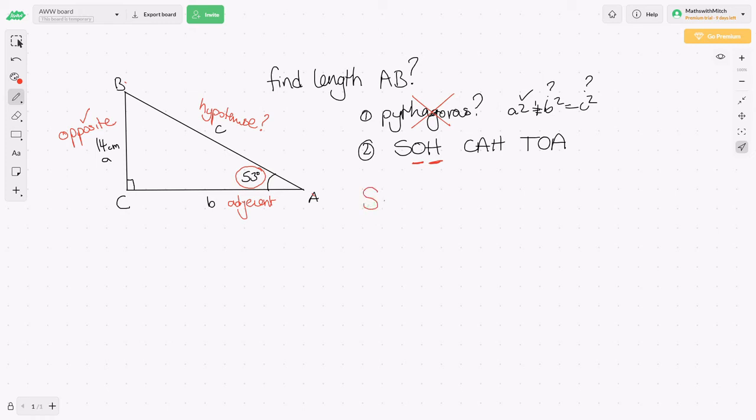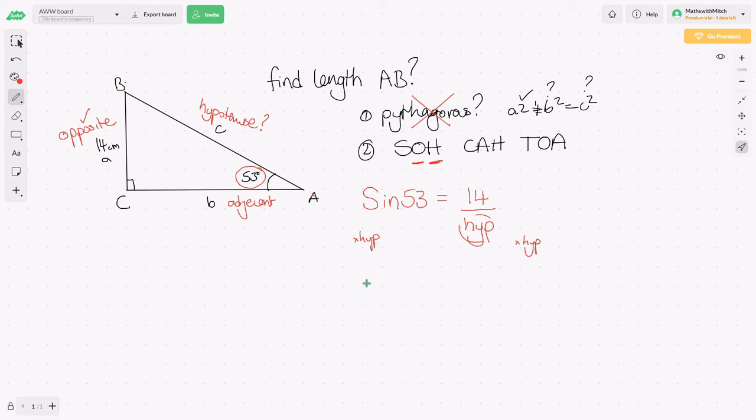So we've got sine 53 equals opposite, which is 14, over hypotenuse. Okay, so we now want to solve for the hypotenuse. So let's get this off the bottom. To get it off the bottom, we want to times by the hypotenuse. So we need to do that to the other side.